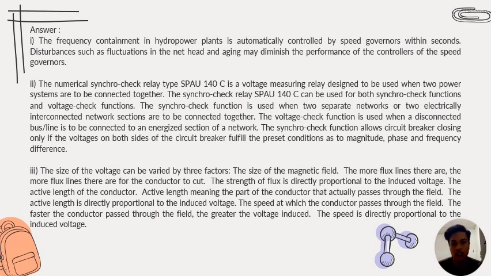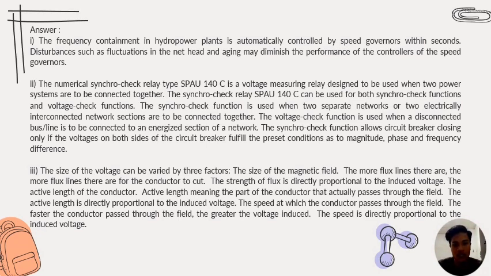The synchronous check function is used when two separate networks, or two electrically interconnected network sections, are to be connected together. The voltage check function is used when a disconnected bus line is to be connected to an energized section of a network. The synchronous check function allows circuit breaker closing only if the voltage on both sides of the circuit breaker fulfills the preset condition as to magnitude, phase, and frequency difference.